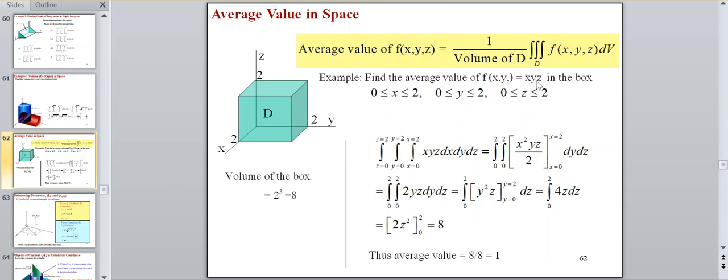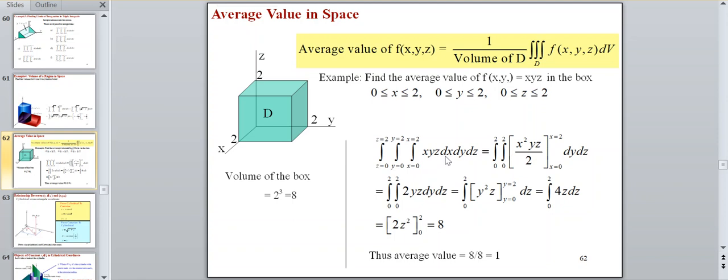So we have to find the volume of D. Okay, D has a regular shape. The volume of this box simply equals 2 times 2 times 2, 8. So this is the volume of D. Now we have to calculate the integral of f on D. You can see D is a rectangular region. It's a cube. You may set up the order of integration in any order.